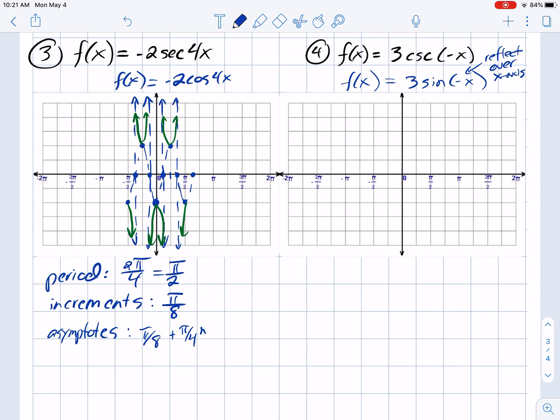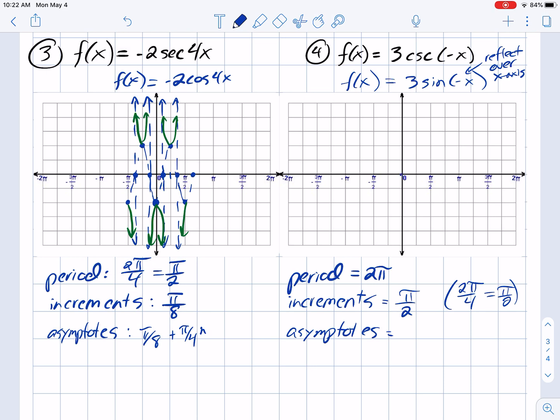Let's go graph this function. The period length is 2 pi. We didn't change the period length at all. The increments, therefore, are pi over 2, because 2 pi divided by 4 is pi over 2. And then asymptotes we'll list at the end after we graph our function.